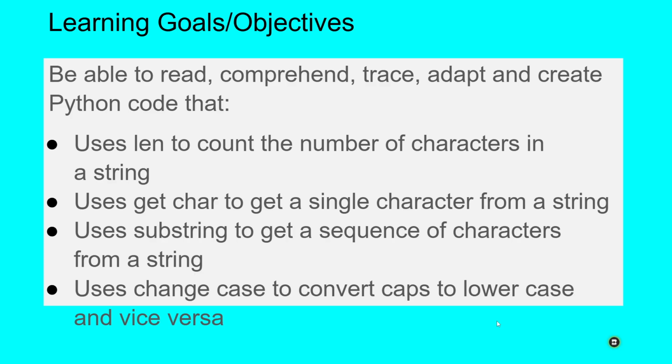So our learning goals and objectives are to be able to read, comprehend, trace and adapt, as well as create code that will be using len to count the number of characters in a string, the get char to get a single character from a string, then use substrings to get a sequence of characters from a string, and then change the casing to convert caps from lowercase to uppercase and vice versa.